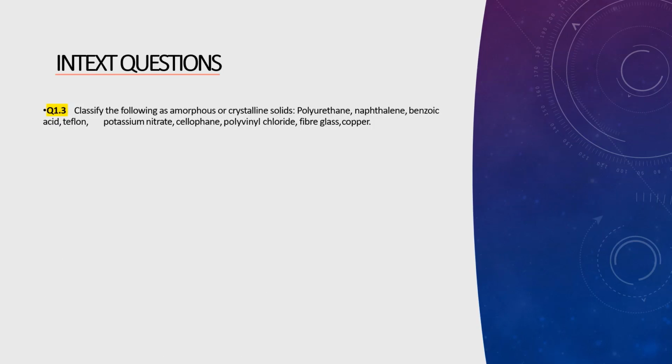And what I gave you in the last class, let's discuss it. I had asked this question: classify the following as amorphous or crystalline solid. So let's check your answers with me. Crystalline solid and amorphous solid. Naphthalene is a crystalline solid. Amorphous is polyurethane.